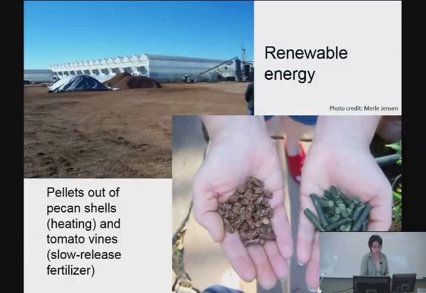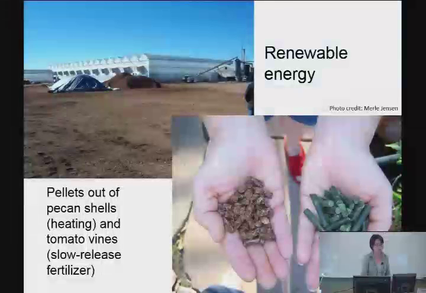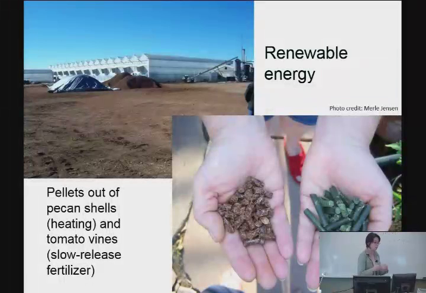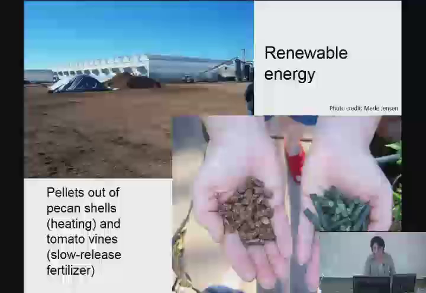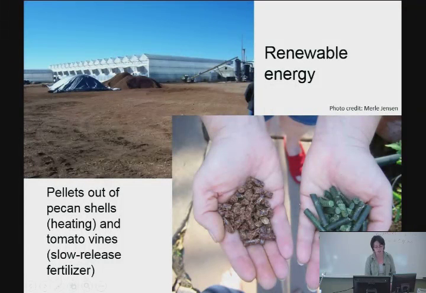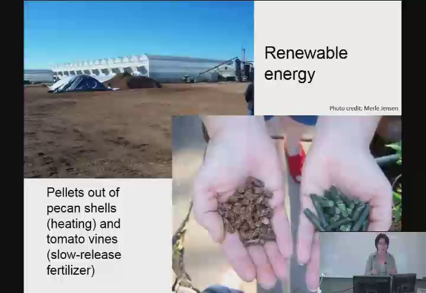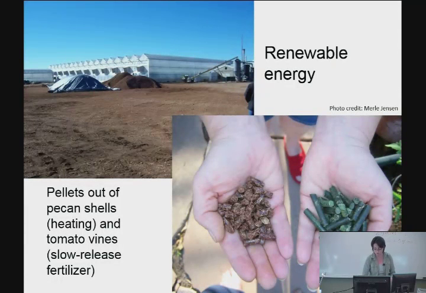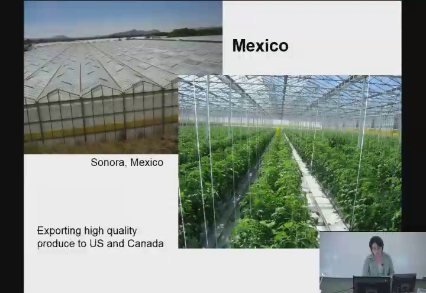This company is using pelletized pecan shells. Nobody uses pecan shells, but they can pelletize that and use that as a fuel to heat and increase the temperature at night in Arizona. And then also they pelletize tomato vines, I believe. Yeah, tomato vines to be used as additional fertilizer. So the vegetable-based fertilizer. So that's also innovation coming up from those small controlled environment agriculture growers.